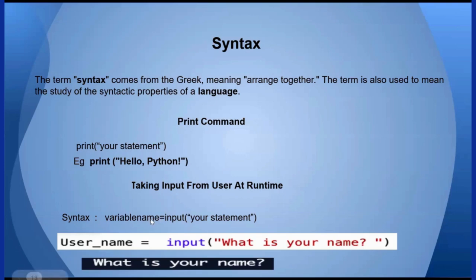Okay, so variable name equal to is also known as assignment operator. Input function: input, bracket open, under double quote your statement, double quote close, bracket close. Whatever value you give will be stored in this variable name. Like here you can see, I have written user underscore name, which is my variable name, equals to input function, and here I have written what is your name. So when you run the program, on the screen you will see what is your name. Whatever name I enter will be stored in this variable user underscore name.